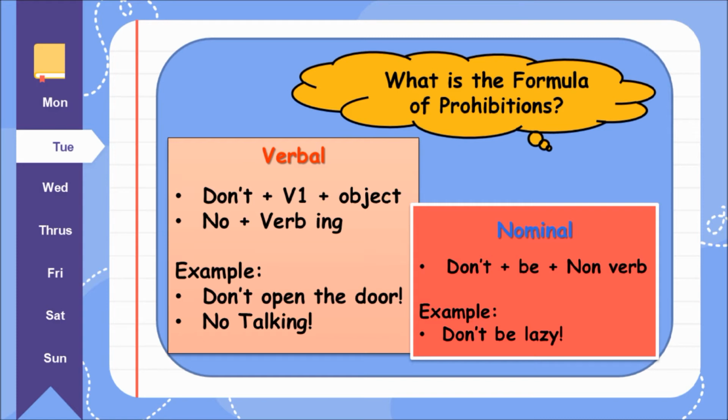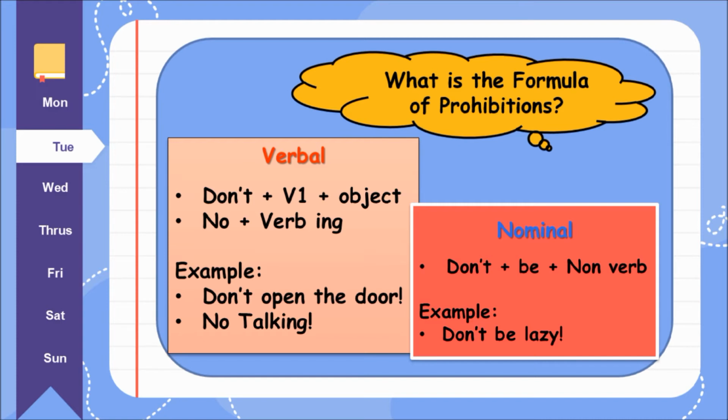The example is don't open the door. Don't, verb 1 open, object the door. Don't open the door. And then the second is no plus verb ing. So the example is no talking.